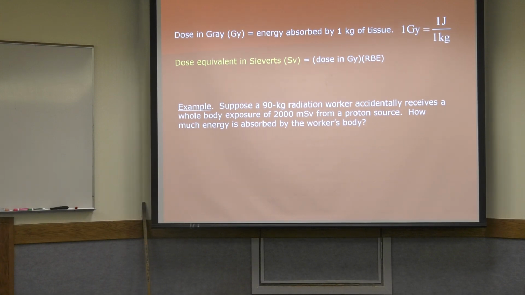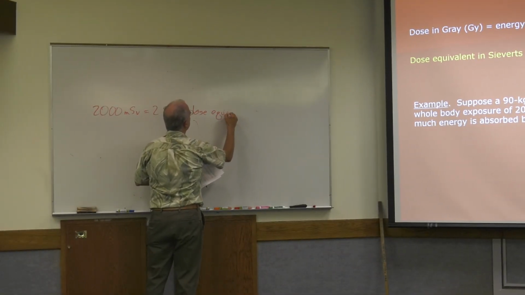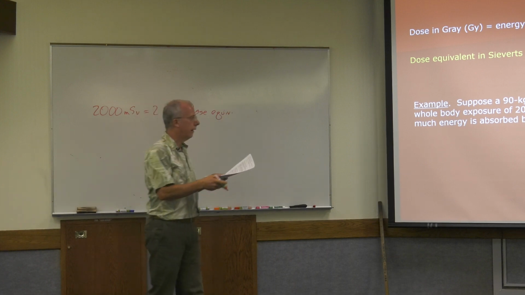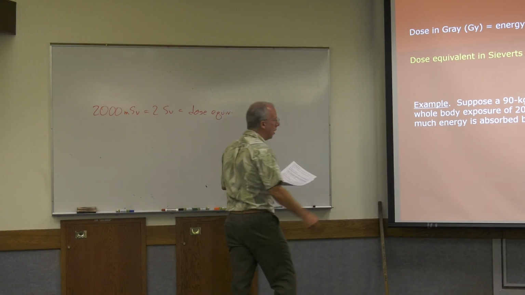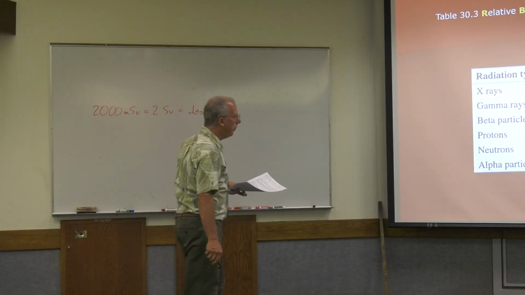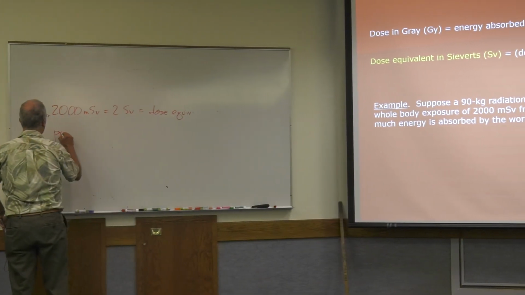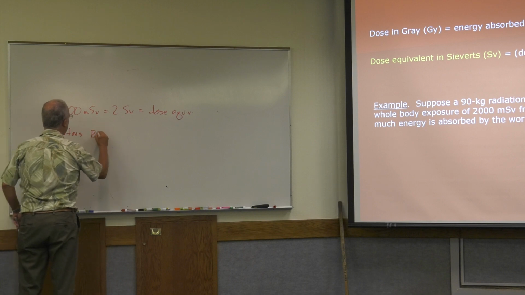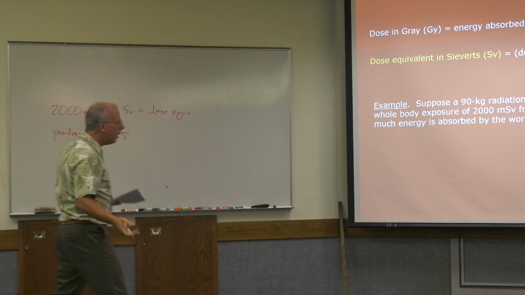Okay, let's write down what we know. We just look at the units. The 2,000 millisieverts, or 2 sieverts. It's a sievert, so it's a dose equivalent. That's the crucial thing. You see sieverts, dose equivalent. Now, protons. We go back to this chart or table. Protons have an RBE of 5. So for protons, RBE equals 5.